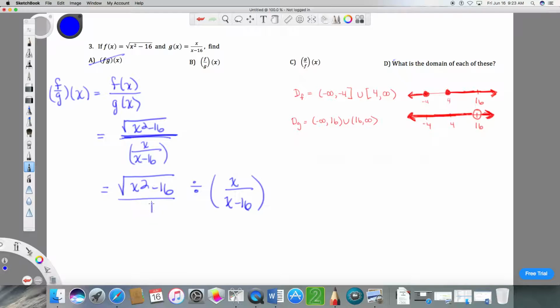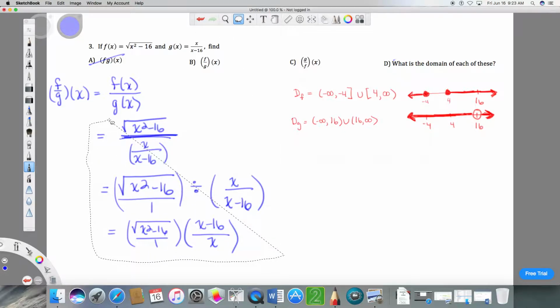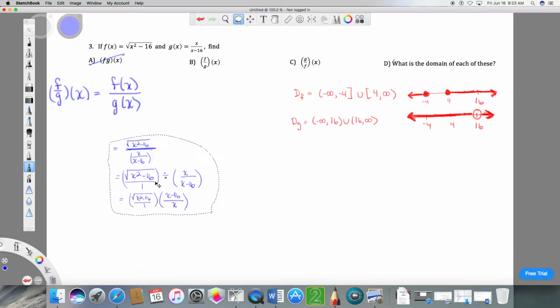And I'm going to make this over 1. So that just jogs people's memories a little bit better in recognizing that division is the same thing as multiplying by the reciprocal. We can take this first factor and multiply it times this second factor if we take its reciprocal, if we flip this. So we need to be careful. The parentheses are important here when we multiply these together.